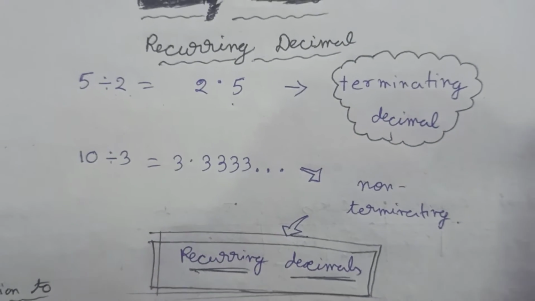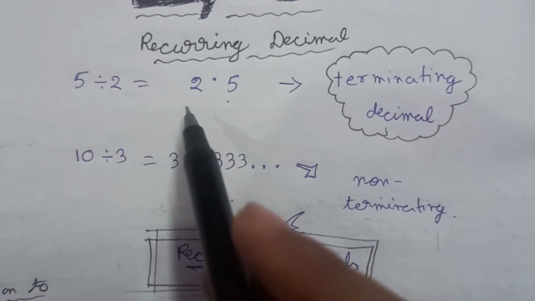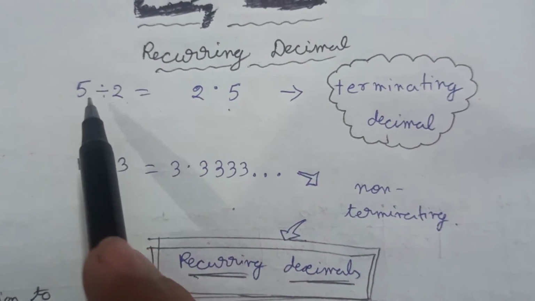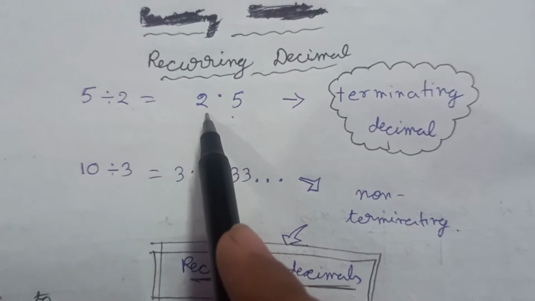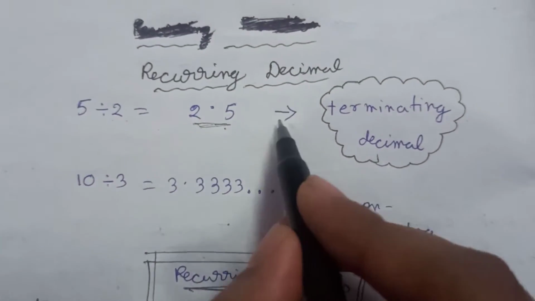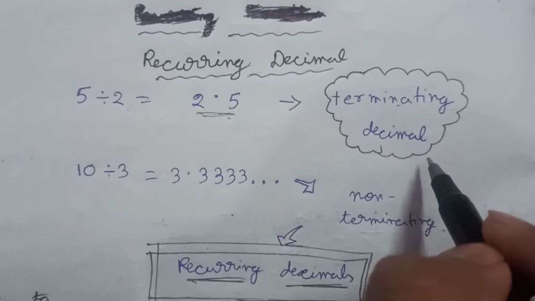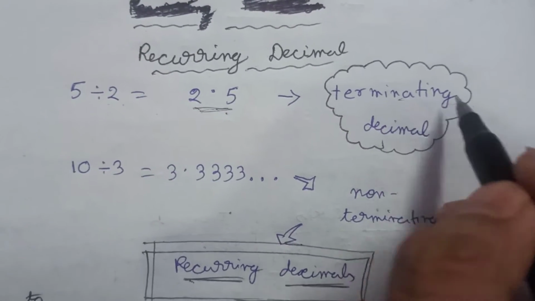Today we will learn about recurring decimals. So first we will see what a decimal is. I will do 5 divided by 2. It is 2.5, we all know that. So it is called a terminating decimal. So why is it called a terminating decimal and what is it?